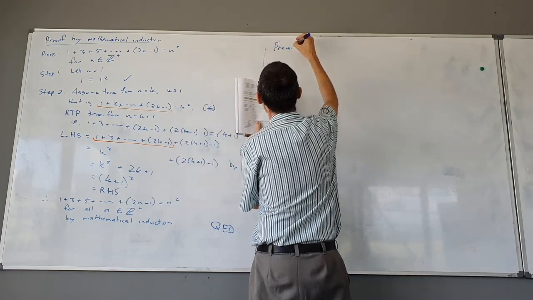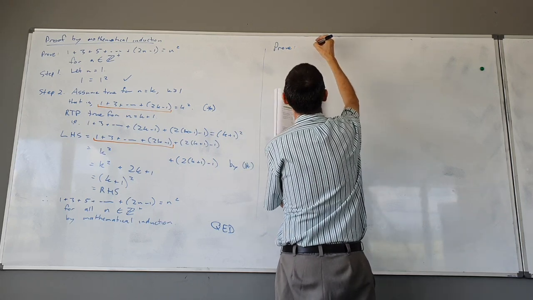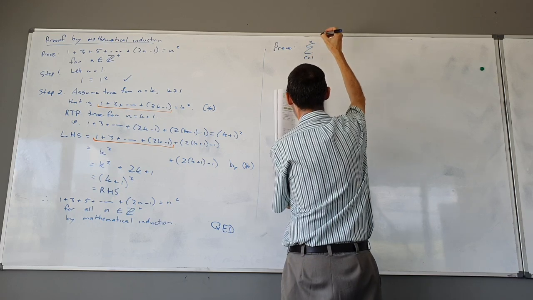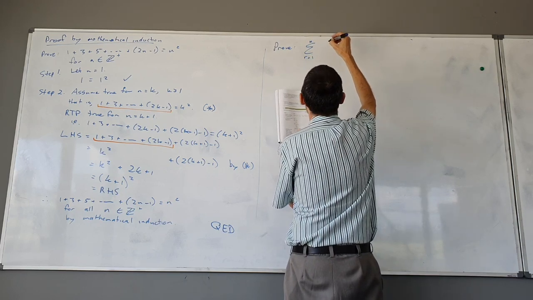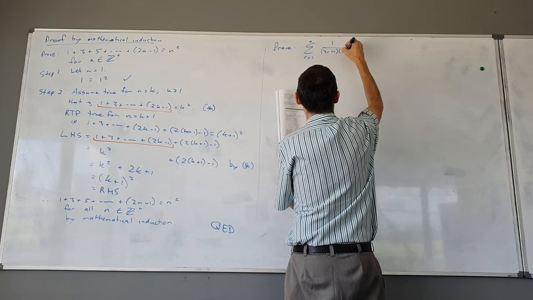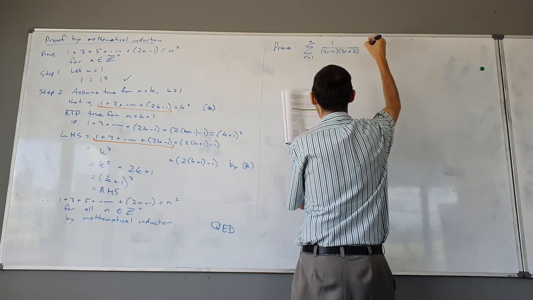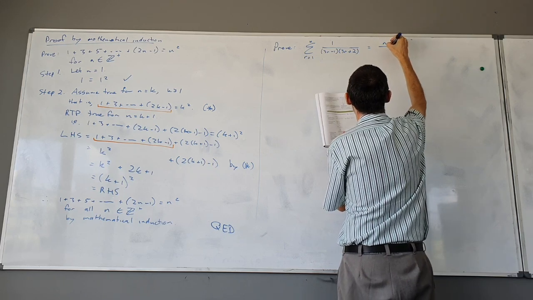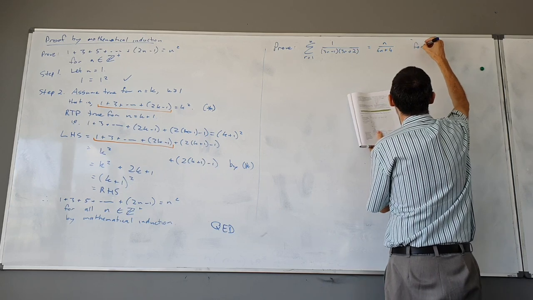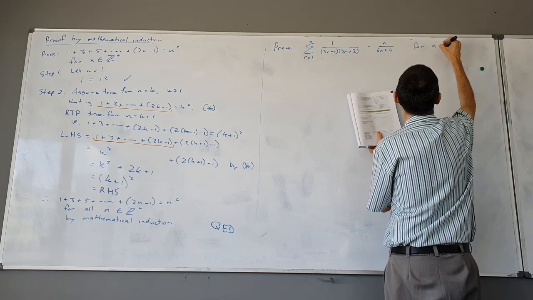Prove that the sum from r equals 1 to n of 1 over (3r minus 1)(3r plus 2) equals n over 6n plus 4 for all positive integers n.